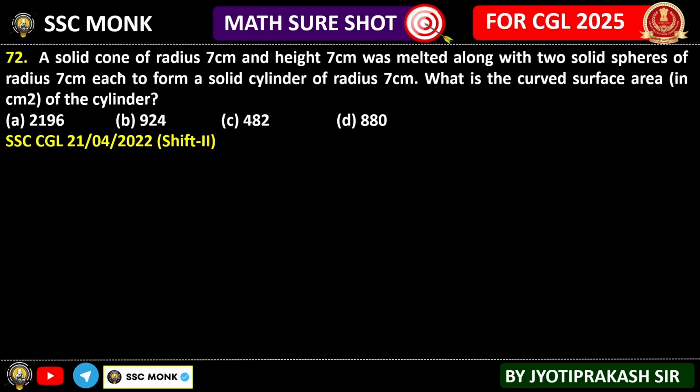Now see, in this question it is saying a solid cone of radius 7 centimeter and height 7 centimeter was melted along with two solid spheres of 7 centimeter radius to form a solid cylinder of radius 7 centimeter. That means solid cone 1/3 πr², that is 7 square, h is 7, that is 7 cube, plus two solid spheres 2 into 4/3 πr³ is equal to πr²h. r² means 7 square, h unknown.